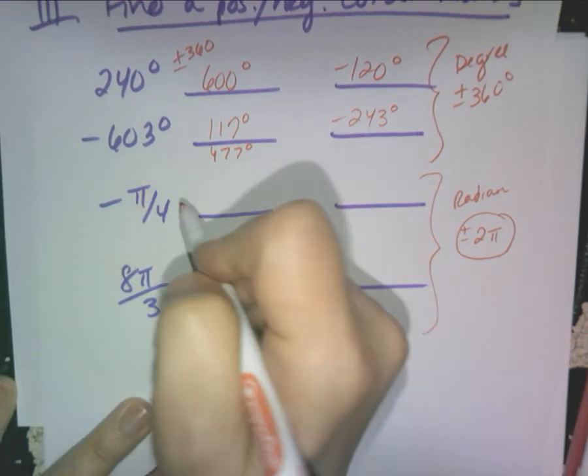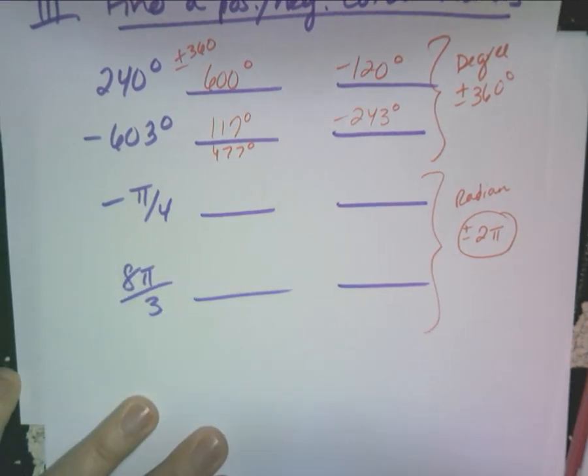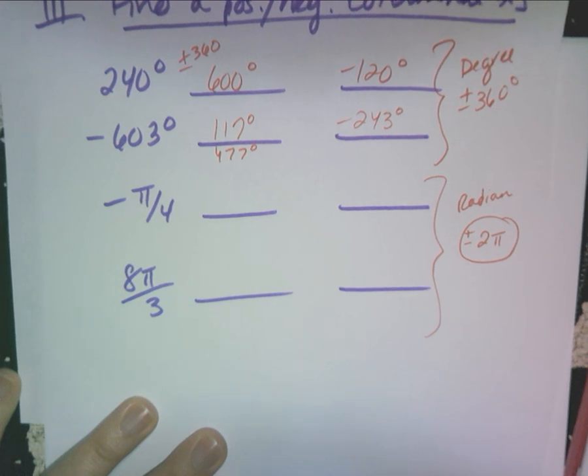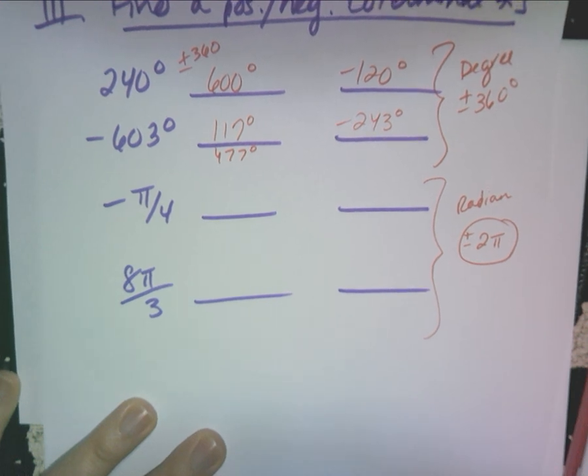If I add 2 pi to pi over 4, what do I actually have to add? The denominators are not the same. I need to find a common denominator. So what is the common denominator of pi over 4 and 2 pi over 1? What do I really add? 8 pi.